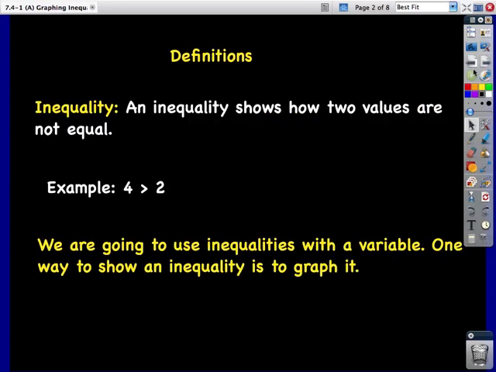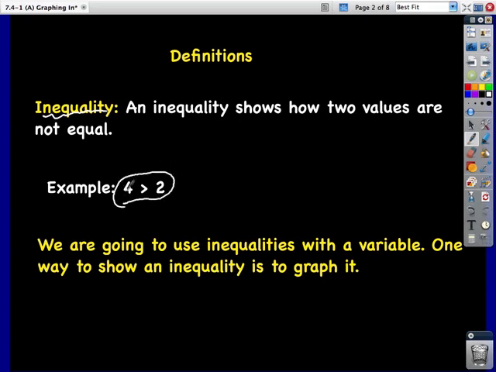Make sure you get this definition written down about what an inequality is, because we're going to be talking about inequalities for quite a while now. We've touched on equations, and now we're going to apply what we know about equations to what we call inequalities. That's just something that shows how two values are not equal. So here's an example of an inequality.